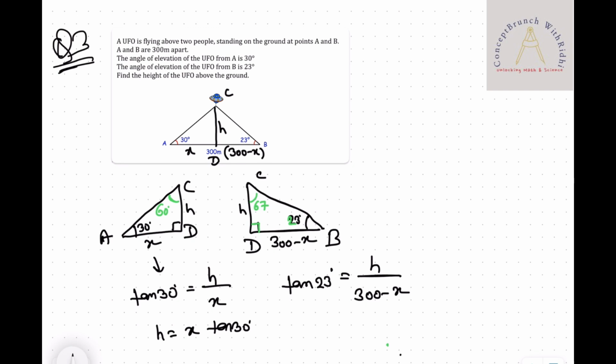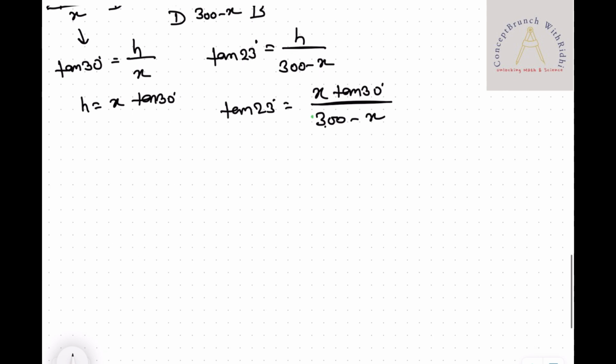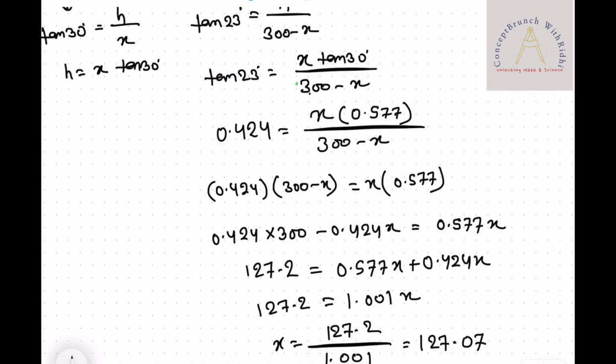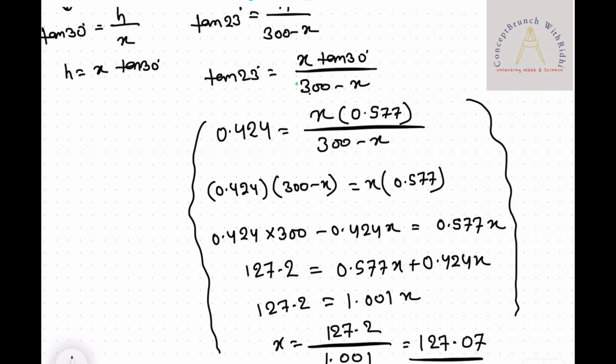So tan 23 degree is equal to x tan 30 degree divided by 300 minus x. Okay, let's solve it now. So here are the steps which I followed with the help of a calculator. You can see the steps which I did, and finally we got this value, 127.07. So we'll use this value 127.07 for x, and we'll find out the value of h. You can follow this and use the calculator, please.